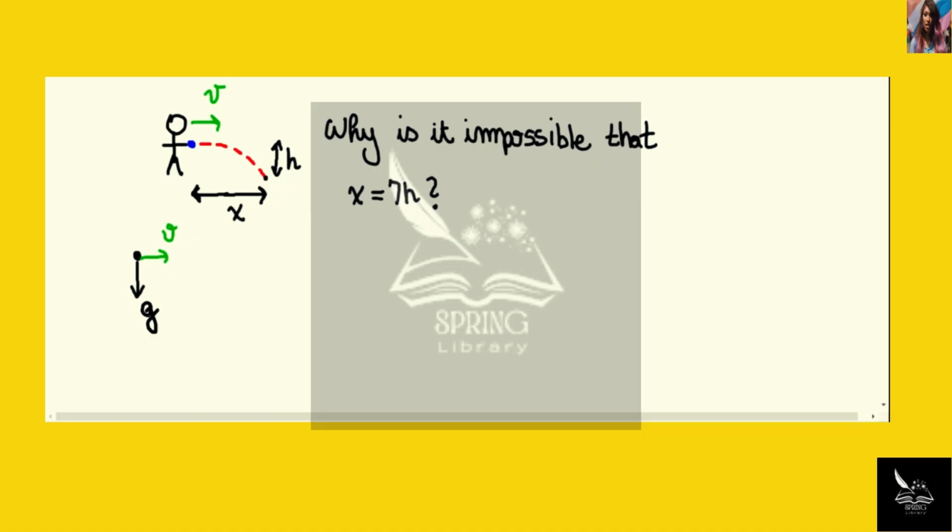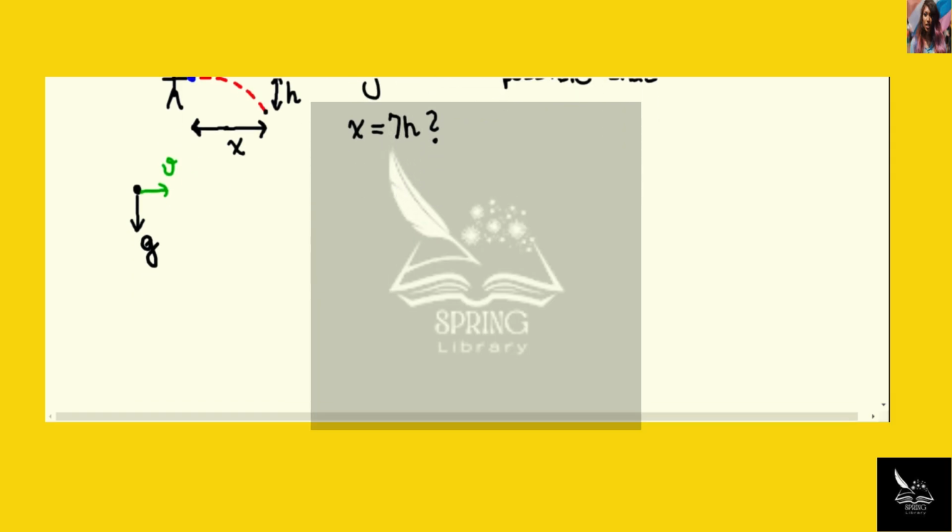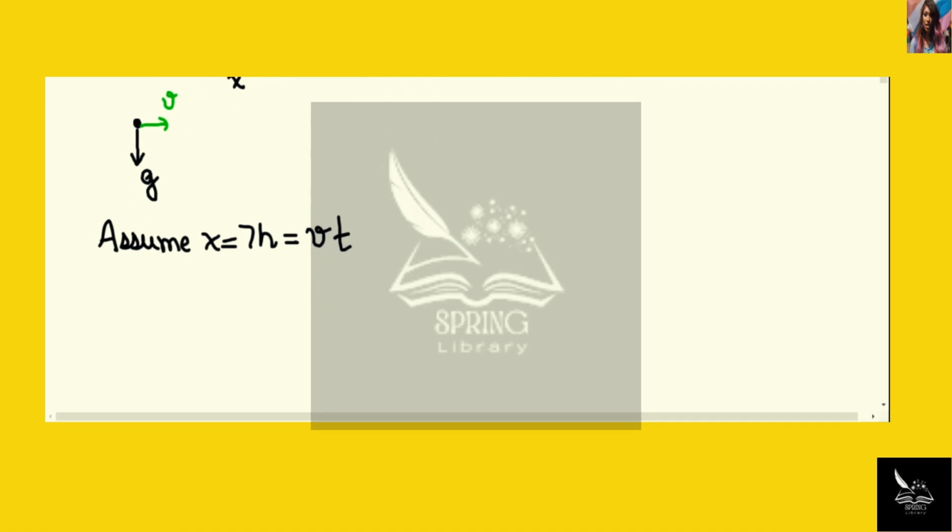So in order to prove that x cannot be equal to 7h, let's find what v should be so that x is equal to 7h. So first of all, let's start by assuming that x is 7h. Well, the range is equal to the speed in the x direction times the total time it takes to complete the trajectory. So the time it takes to complete the trajectory is just 7h divided by v.